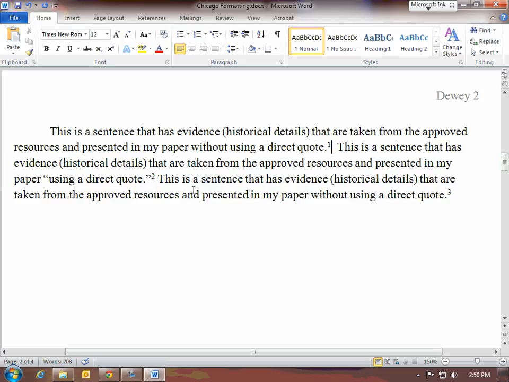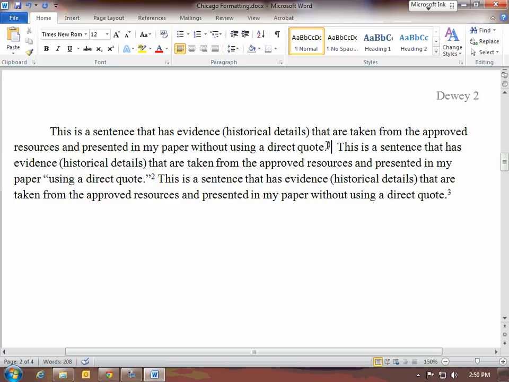Please note that anytime you use evidence in your paper, you must identify the resource that that evidence has been pulled from. So a direct quote is evidence, but anything that you're adding into your own language, even if you're paraphrasing from a resource, it needs to be identified numerically with a resource.